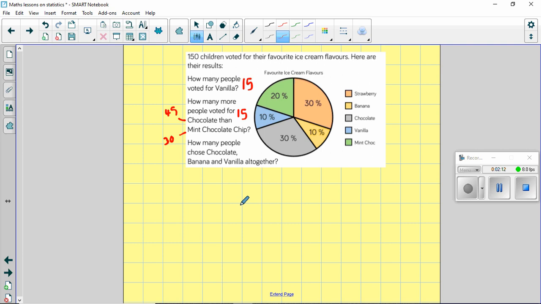And the last one, how many people chose chocolate, banana and vanilla all together? Right, so we've done vanilla is 15, we've done chocolate is 45, banana is also 10%, so that's also 15. So we need to do 15 add 15 is 30, add 45 is 75. And that's that question there.